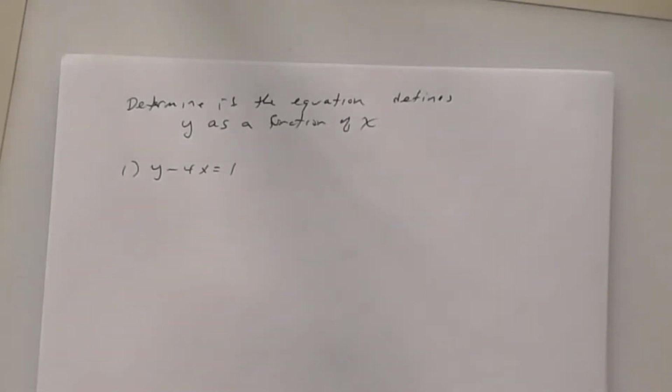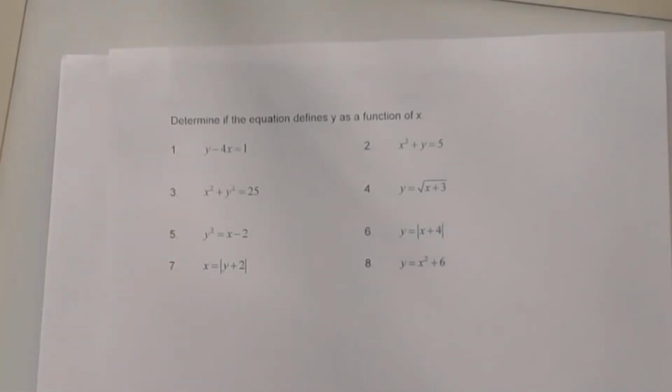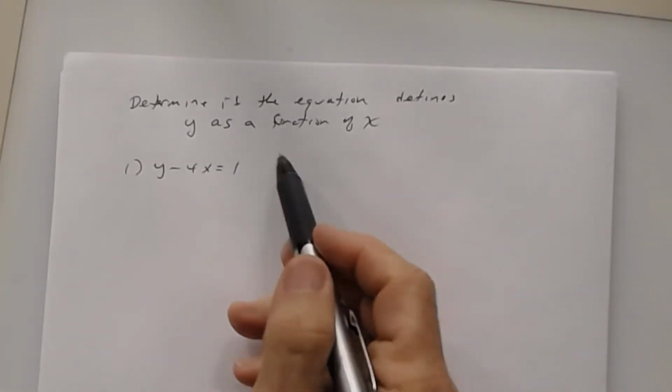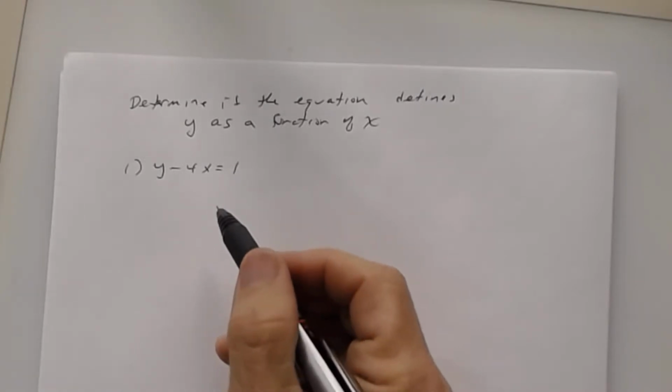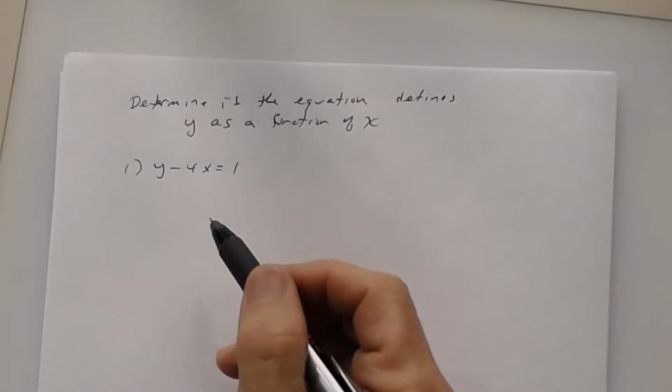First of all, is this a relation? Yes, in fact, all of those are relations, right? Because all those equations are a set of ordered pairs. So they're all relations. Some are functions, some are not. So if you want to determine if this equation defines y as a function of x, that means if y is by itself, you get this expression, and is that a function?